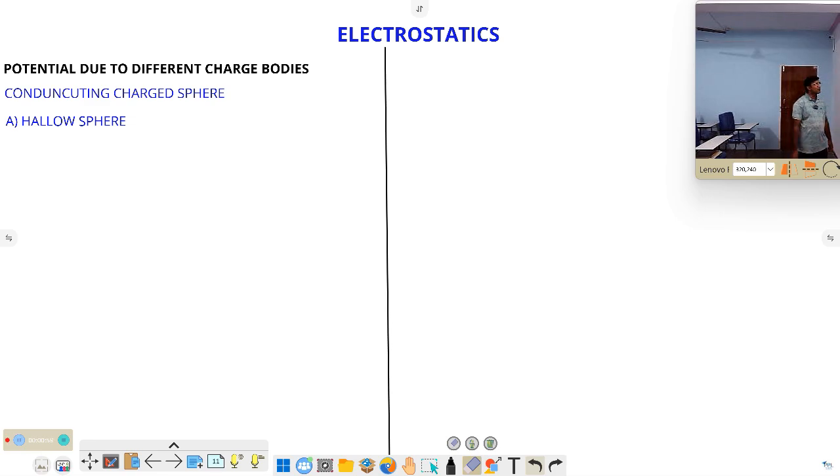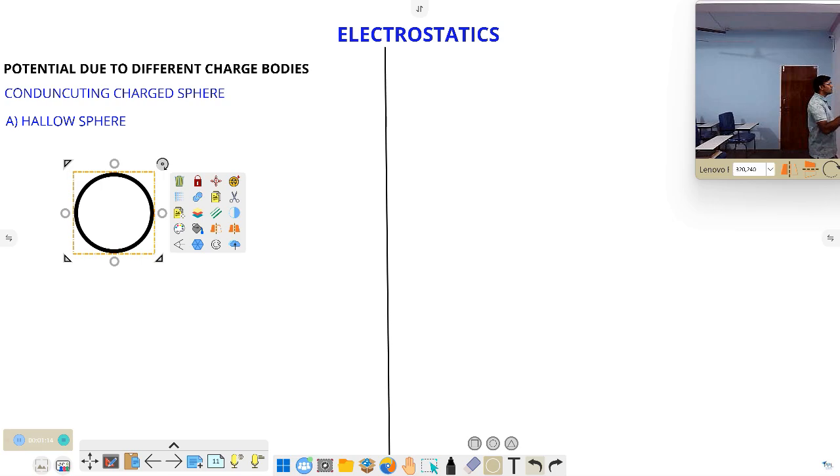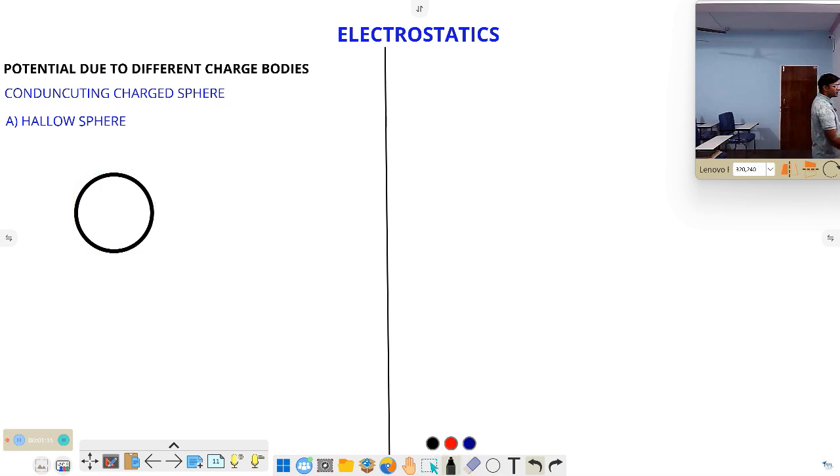Now we'll discuss the potential due to the conducting charged sphere. First one is the hollow sphere. Consider one hollow sphere, which is charged. If the charges are given to this, then the charges will be accumulated on the surface of the sphere. You know that. So here we are taking the charges on the surface of the sphere.